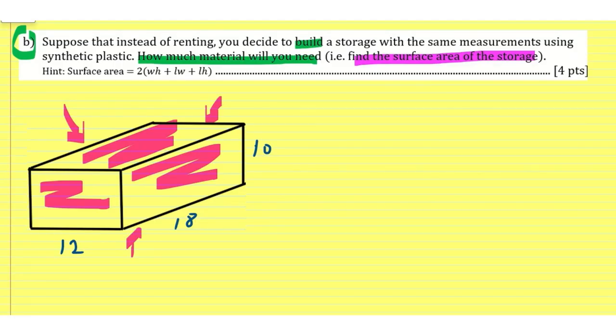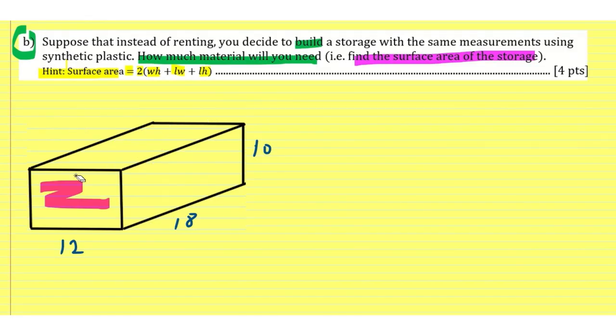So you have to figure out the area of all those pieces and sides and the top and the bottom, and then add them all together. They have given us a hint here. They said that the surface area is equal to 2 times W times H plus L times W plus L times H. But I'm going to talk about it a little bit differently, because that feels to some people to be a little bit cryptic. It's not really, but I want you to think about it in practical terms.